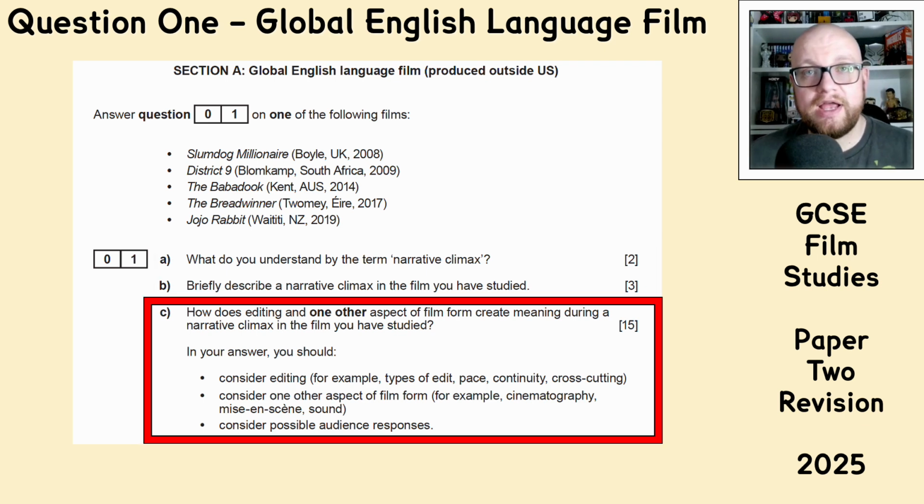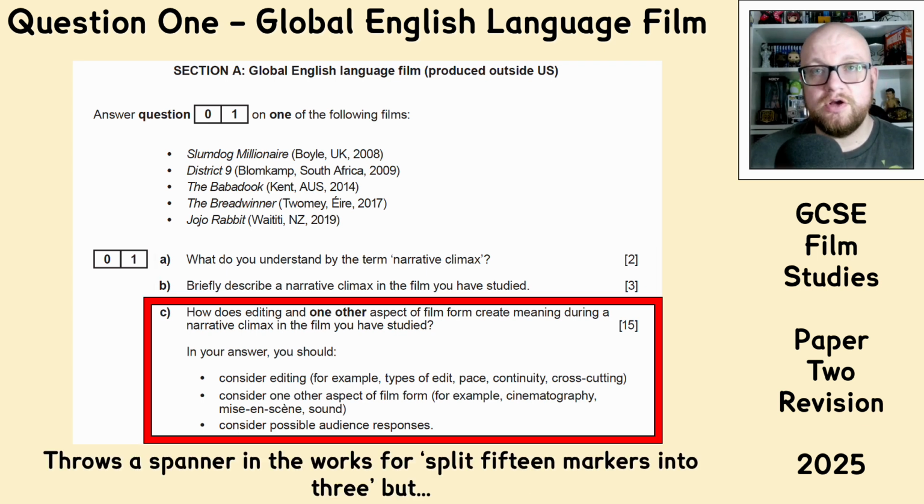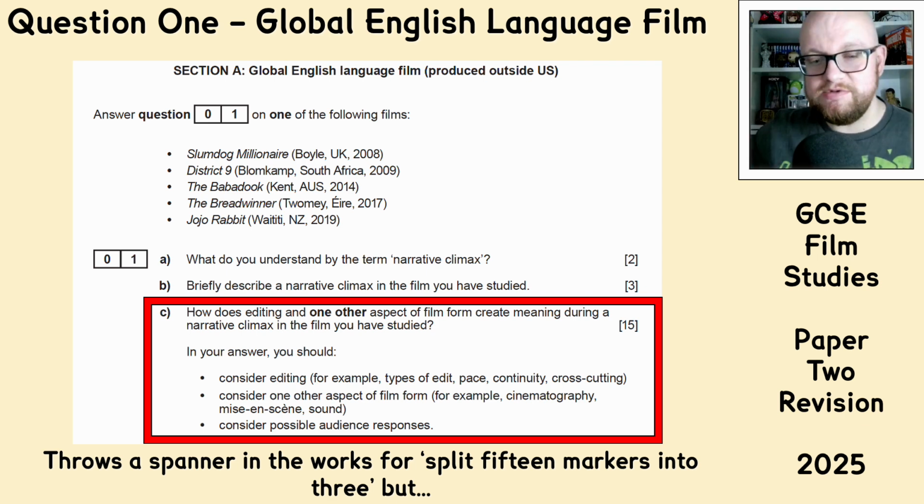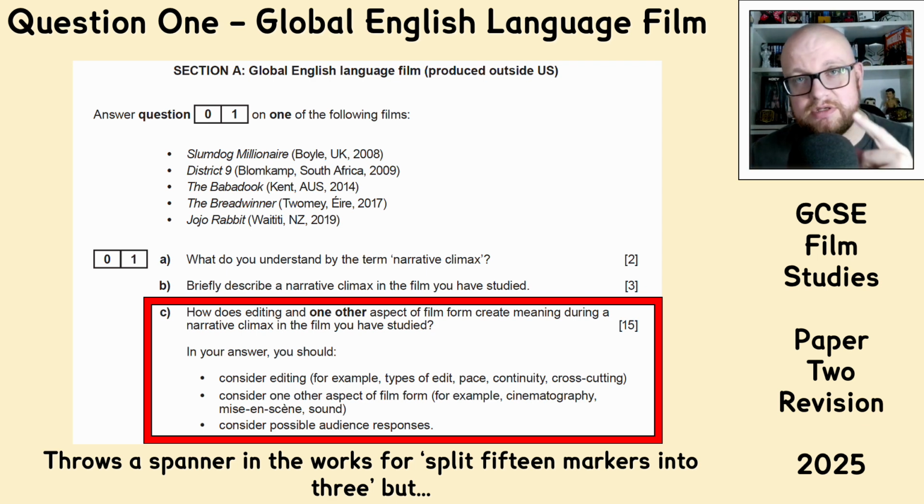And then when we look at question C, this question last year threw a bit of a spanner in the works in terms of the structure that I've been advising guys who watch the channel and my own students to do. But I did look with my own students last year at a caveat to this and a way around it. So, how does editing and one other aspect of film form create meaning during a narrative climax?